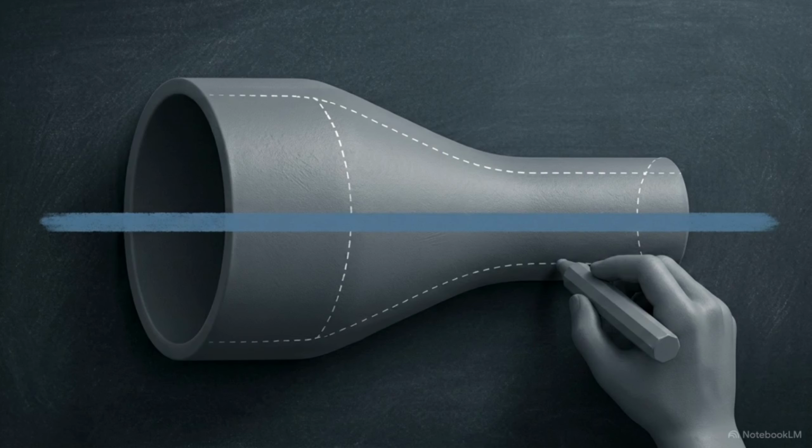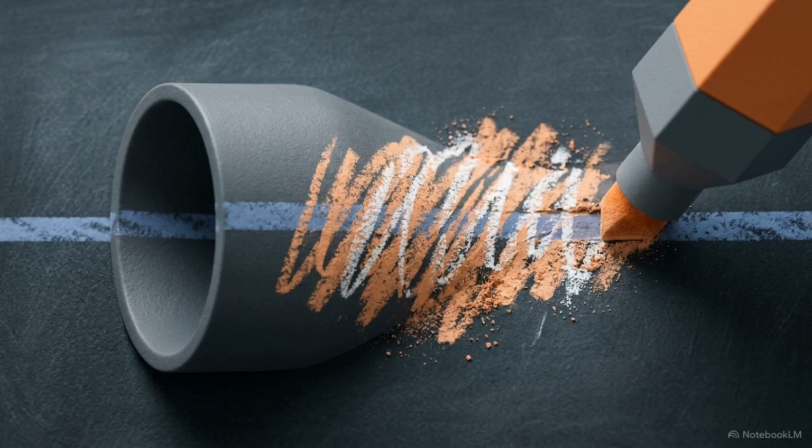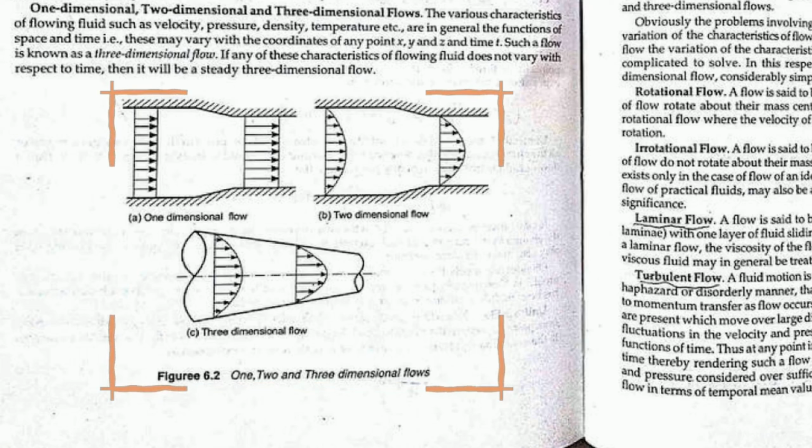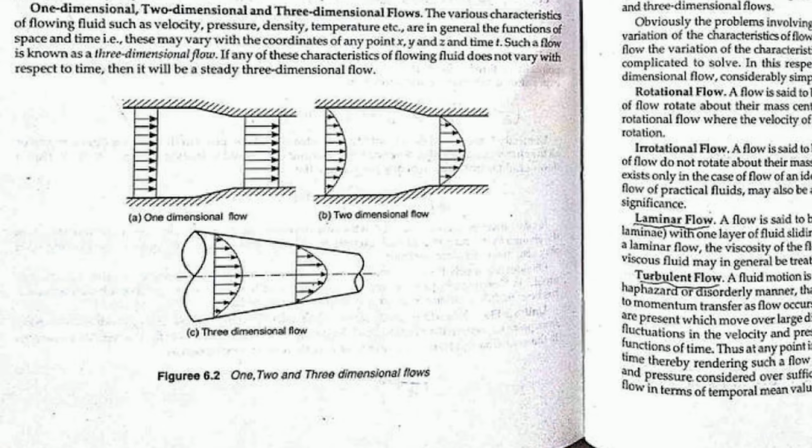It is easy to assume that if a flow remains steady over time, it must also be uniform across the length of a pipe. However, these are 2 separate properties, and the math changes significantly depending on which one is varying. Our third category is dimensionality. As seen in these diagrams from Figure 6.2, we classify flow as 1D, 2D, or 3D based on how many spatial coordinates, x, y, or z, are required to map the changes in the fluid's velocity.